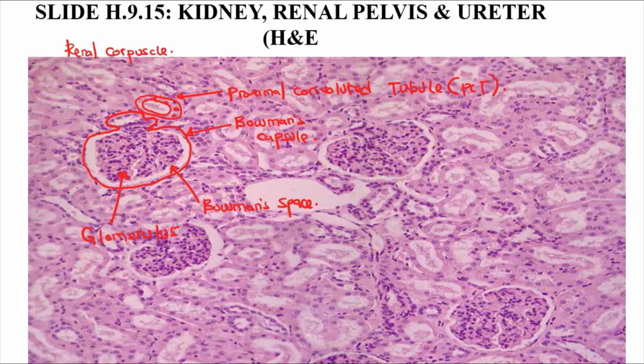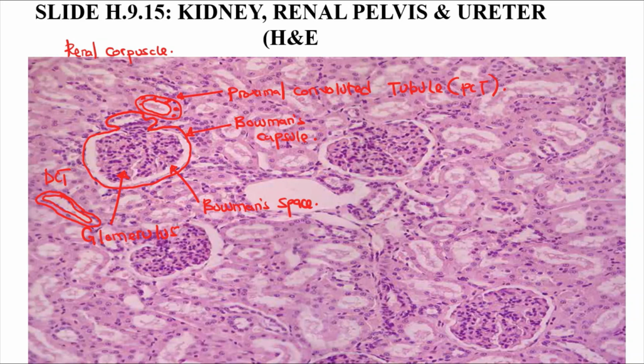So it has an irregular lumen and its walls are thick. But when you look at this, it has got a wide lumen and its walls are thin. This is a distal convoluted tubule.